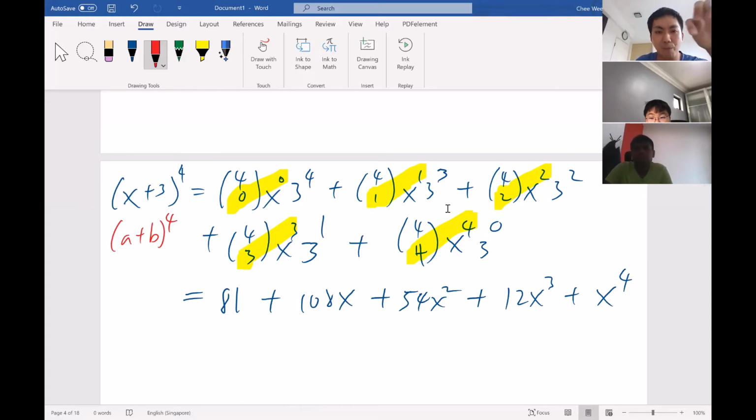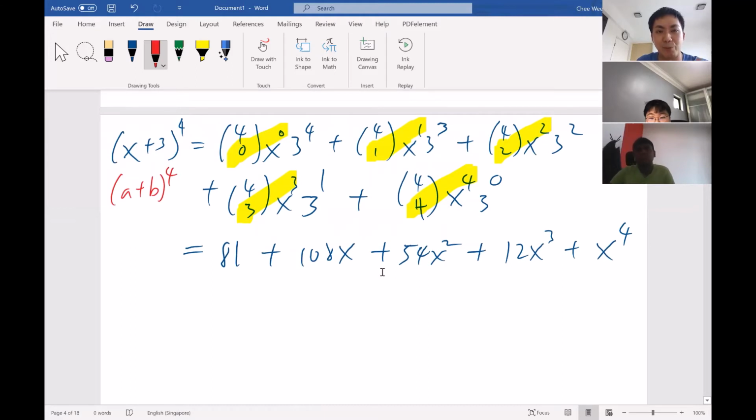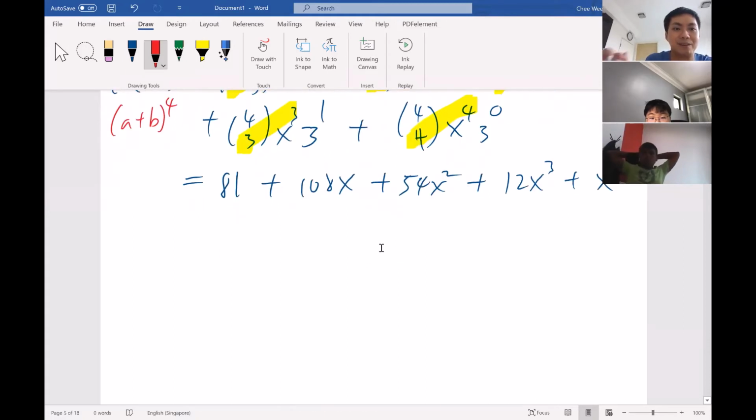I can actually opt to let my index element, the n choose r, follow either the power of a or b in every single term. In this case, in my expansion here, I opt to let it follow the power of a. So you can see that my x follows the n choose r all the way. But in fact, it could be the other way around. So x plus 3 to the power of 4 still, right?